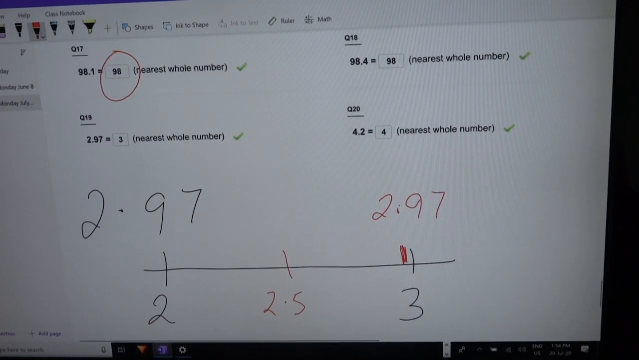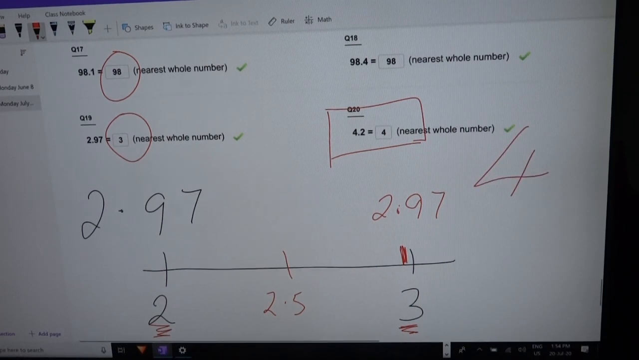And so the question is, is 2.97 closer to 2, or is it perhaps closer to 3? And the answer, of course, is that it's really very close to 3. So our answer for that is that 2.97 is closest to 3. If we look at the next one, 4.2, obviously because it's not halfway, which would be 4.5, it's going to be much closer to 4 than it is to the next whole number, 5.